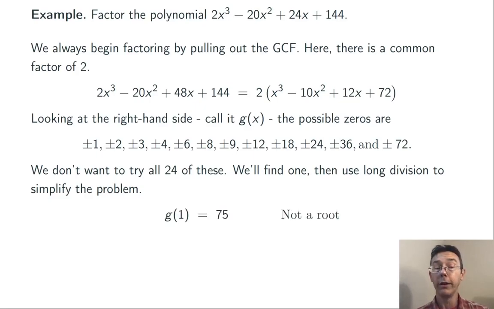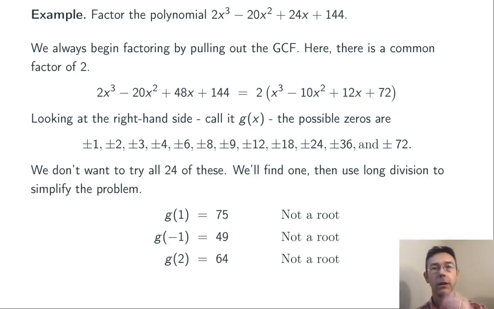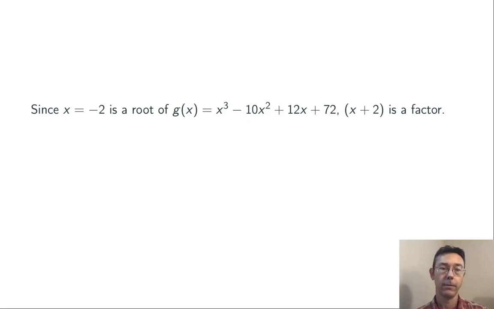G of 1 is 75. That's not a root. G of negative 1 is 49. That's also not a root. G of 2 is 64. That's not a root. And G of negative 2 is 0. So we did find a root. Let's stop plugging in values there and switch over and do some long division.